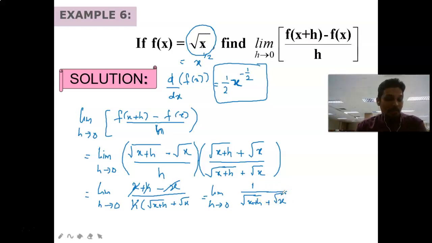Now we can substitute the value of h equal to 0. There's only one h here. So when h equals 0, then only 1 divided by square root of x plus square root of x is left, equal to 1 divided by square root of x plus square root of x.